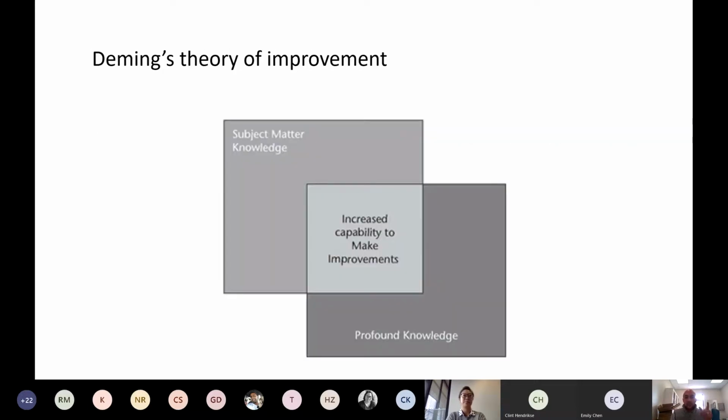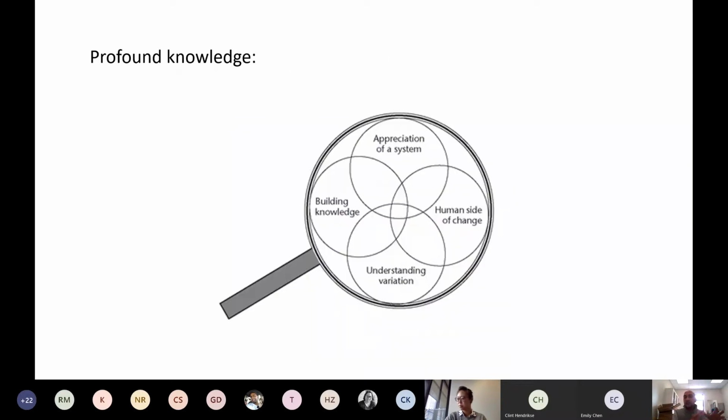So basically, you don't need to remember the name, but to improve something, Deming is the head of improvement science, and basically what he says, you need two things. You need subject matter knowledge. We all have that. We're emergency physicians, so we can take that away. But you also need something called profound knowledge of improvement theory. You have to understand improvement theory. And if you break down profound knowledge, there's four things that are vital.